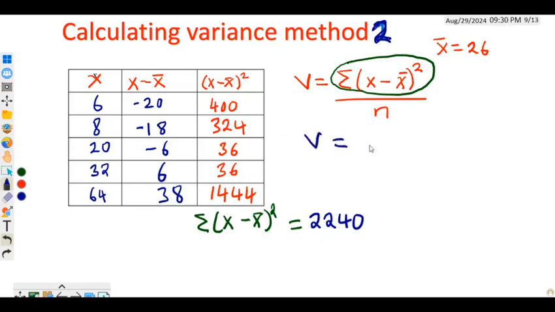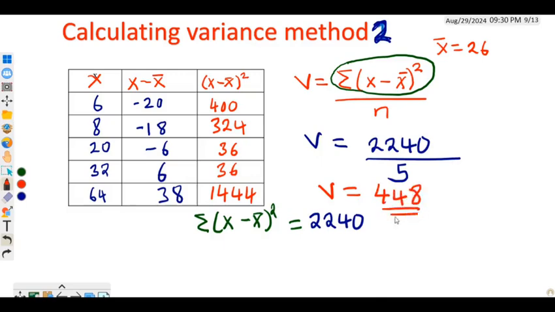So we can now continue with our formula. We say variance is equal to 2240 over, so on top we have substituted with what we have found here, over n, which is 5, because the values are 1, 2, 3, 4, 5. So we just need to divide this number by 5, which will give us 448. This is our variance. You remember, even there in method 1, we found that our variance was 448.